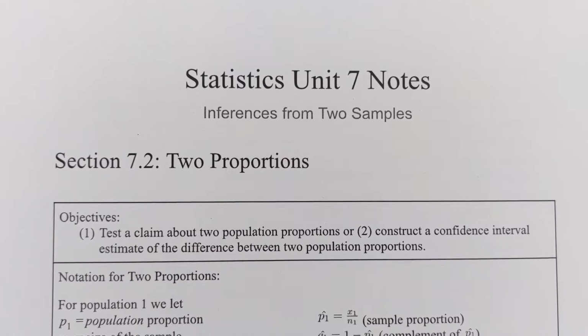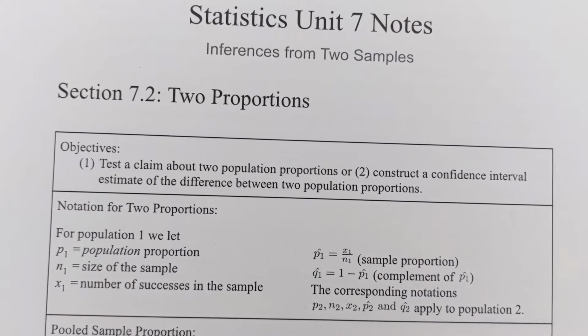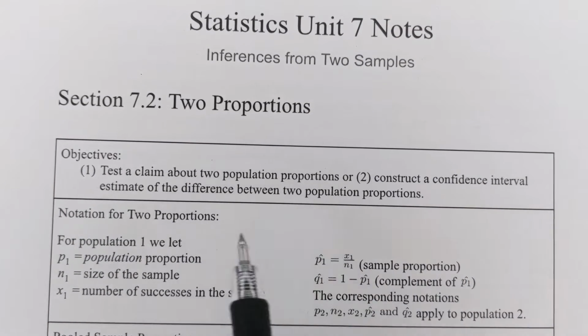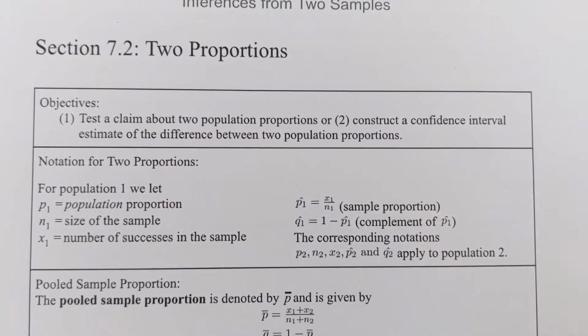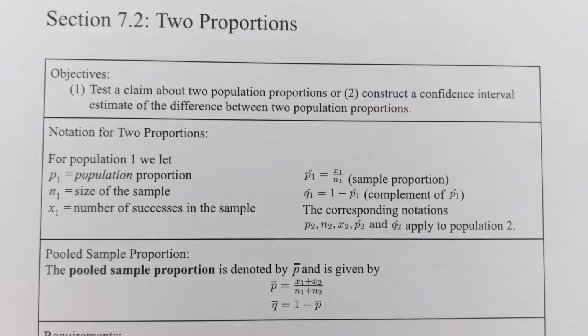Here are the notes for section 7.2, which deals with comparing two proportions. The objectives: test a claim about two proportions or construct confidence intervals. Essentially, are the two populations similar, the same, things like that. Just a couple of notations.